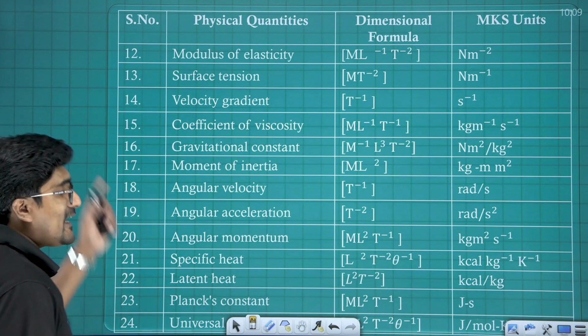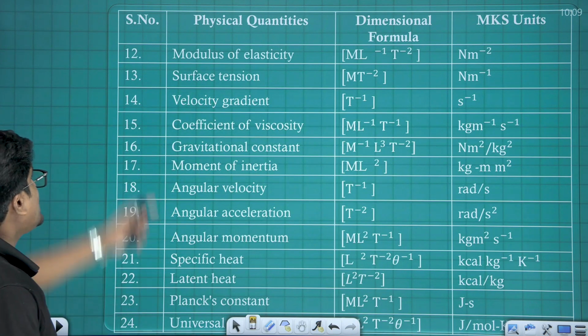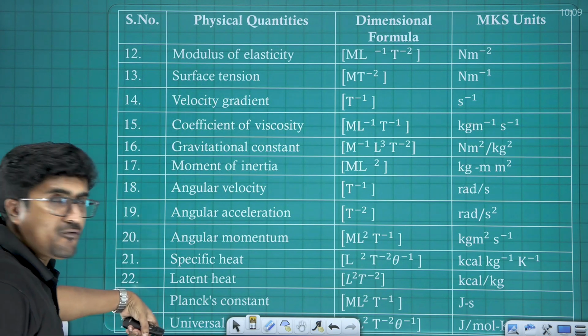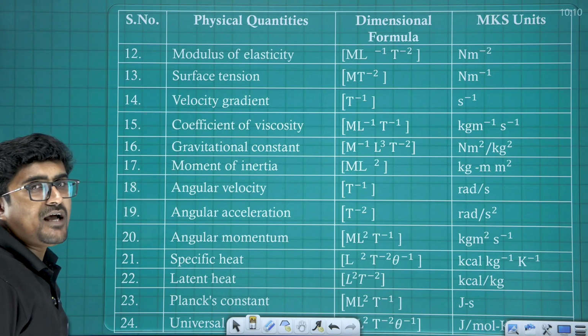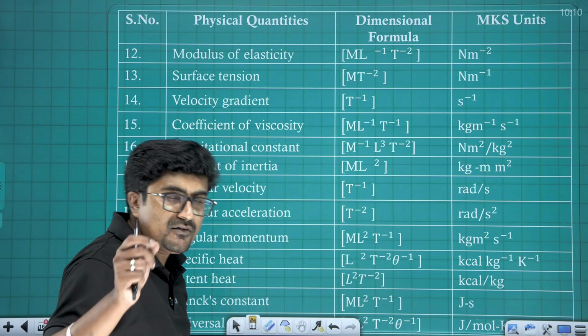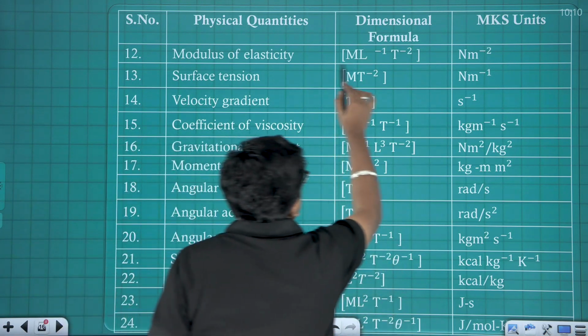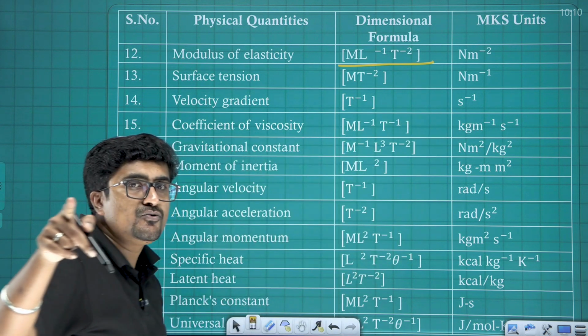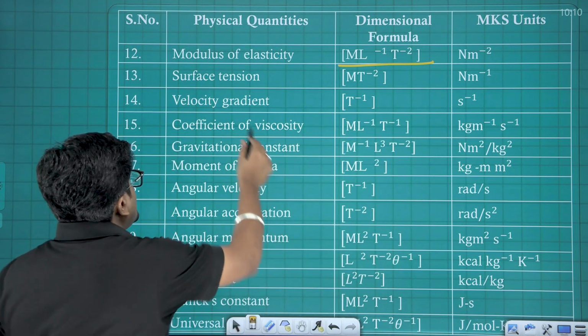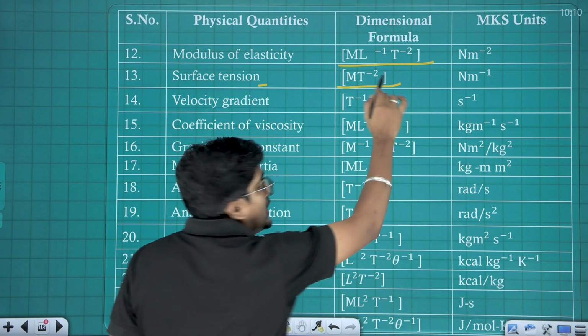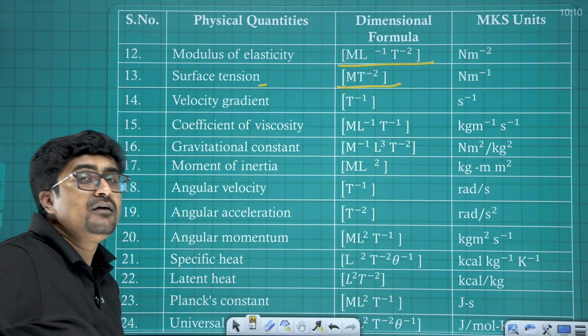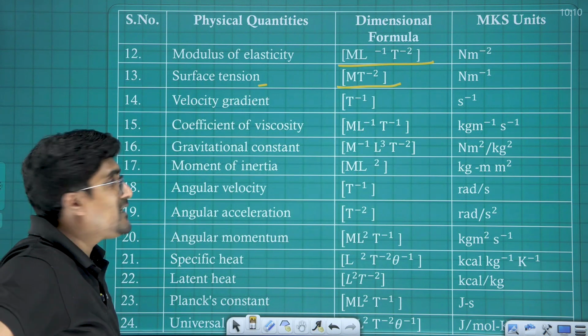All right. Next, the new list comes here, that is from 12 to 24. There, modulus of elasticity is going to have the same dimension as that of pressure, that is ML raised to minus 1 T raised to minus 2. Okay. Next is surface tension, that is force per unit length. That's why it is MT raised to minus 2, because L and L will cancel each other.